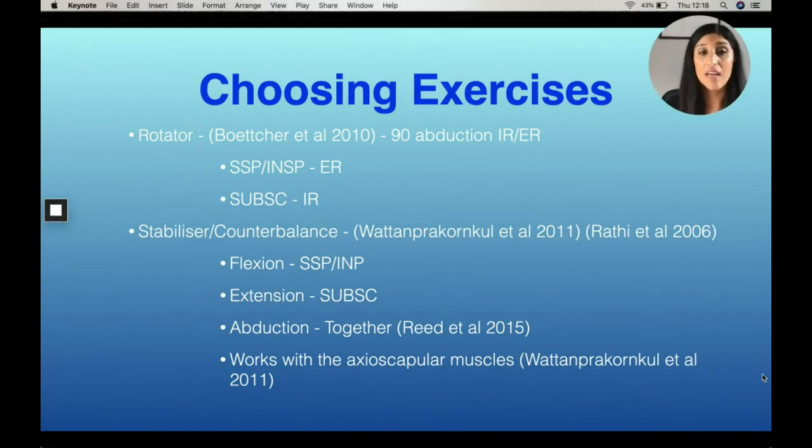So in external rotation, the posterior cuff is active, the supraspinatus and infraspinatus, and in internal rotation, the anterior cuff, subscapularis, is active. But it also works in a direction-specific manner through flexion and extension, as shown by the work by Watson and Prokopkel in 2011. So through flexion, the posterior cuff is active, and in extension, the anterior cuff is active. And also the axioscapular muscles are very active.